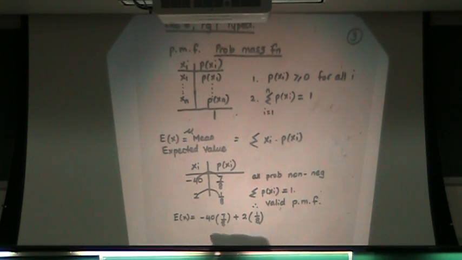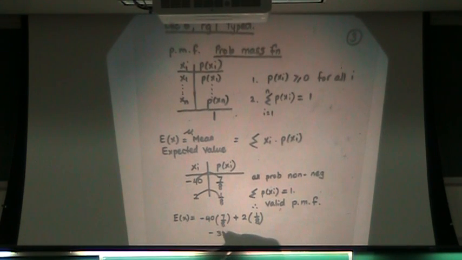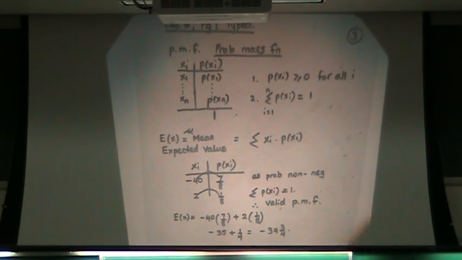8 goes into 40 5 times, so I get minus 35 plus 1/4. So this would be minus 34 3/4. Agree? That's E of x, expected value of x.